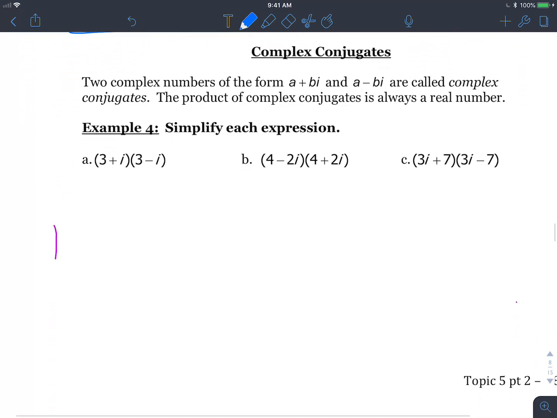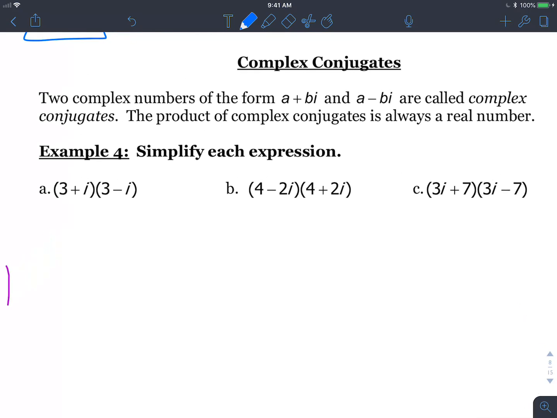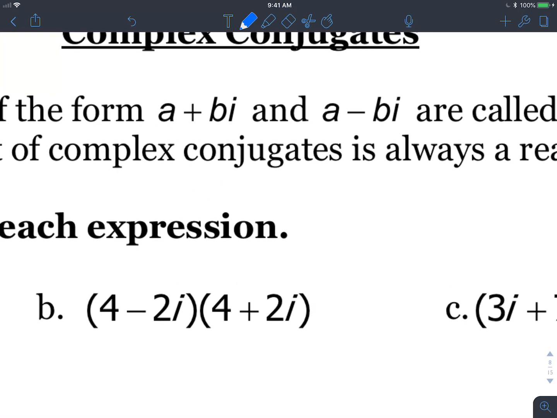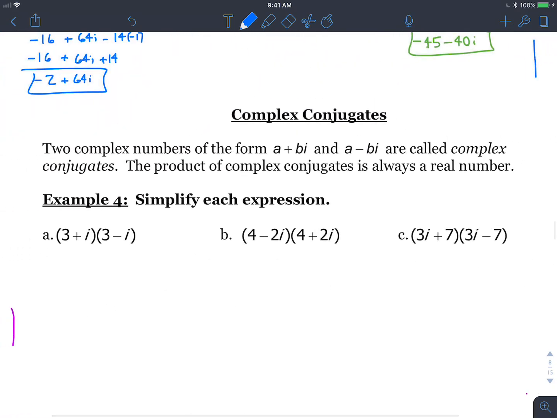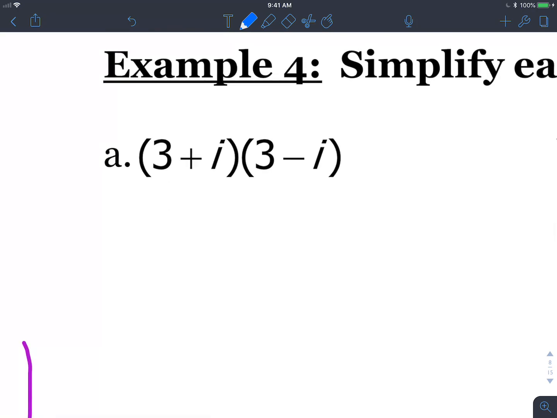Okay. Next section here, we're dealing with complex conjugates. So if two complex numbers are in the form of a plus bi and a minus bi, these are called complex conjugates. The product of complex conjugates is always a real number without any imaginary part. So let me show you kind of what I mean by that.